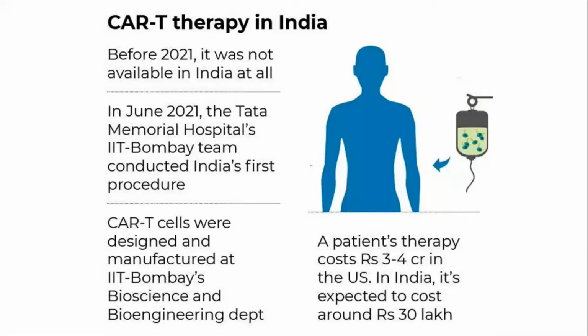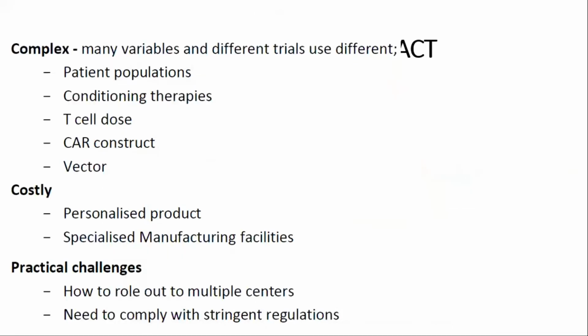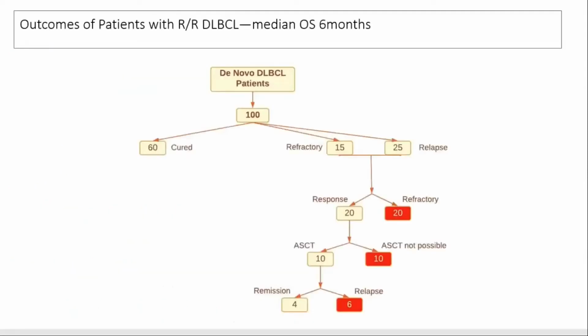So the aim of the Indian CAR is to bring it down to at least 20 to 30 lakhs, so that many Indians can afford it. But the problem is that it is complex. Many variables are required: patient population, conditioning therapies, and construction of the CAR. CAR construction is the most important. Then multiple centers are required, and the Indian government has stringent regulations regarding research. So it's very difficult for them to go forward, but still, it's a ray of light.